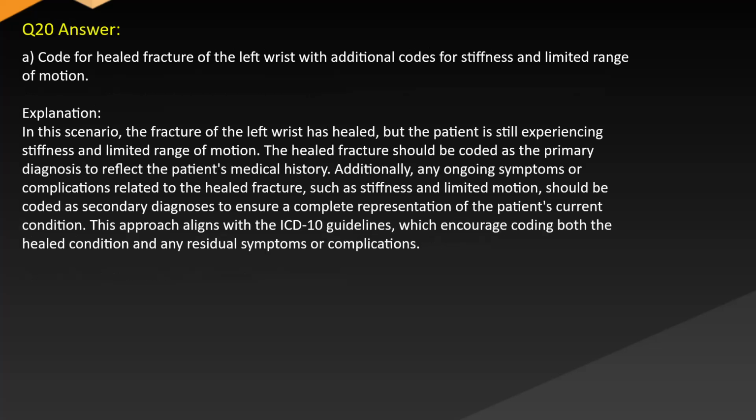Answer A. Code for healed fracture of the left wrist with additional codes for stiffness and limited range of motion. Explanation: in this scenario, the fracture of the left wrist has healed, but the patient is still experiencing stiffness and limited range of motion. The healed fracture should be coded as the primary diagnosis to reflect the patient's medical history.